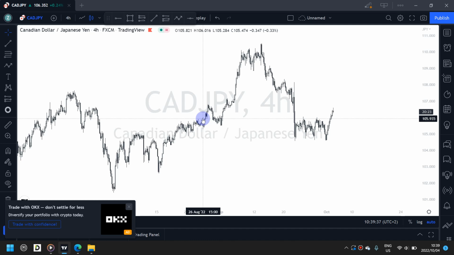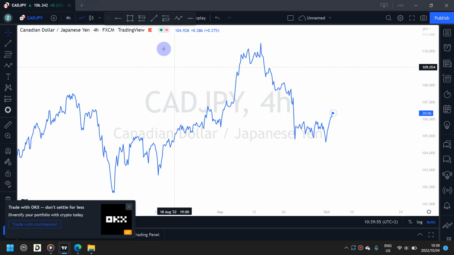So our pair for today's live forex market analysis is the CADJPY, the Canadian dollar versus the Japanese yen. So without any further waste of time, let's get on with the analysis. As usual, I start from a 4-hour time frame. I switch to a line graph to identify my key levels and the overall direction of the market.